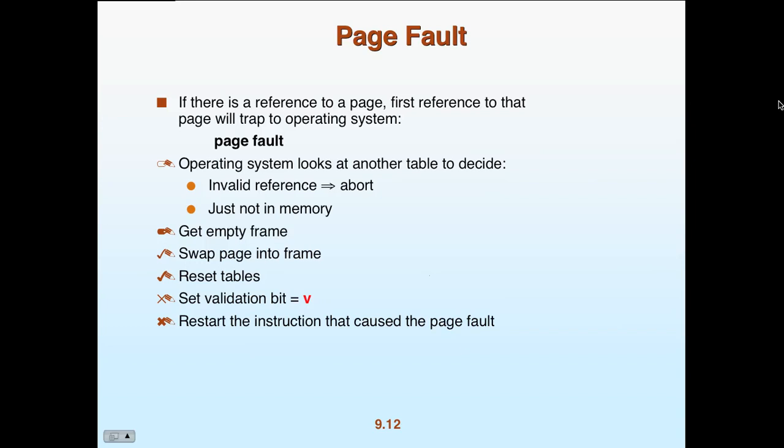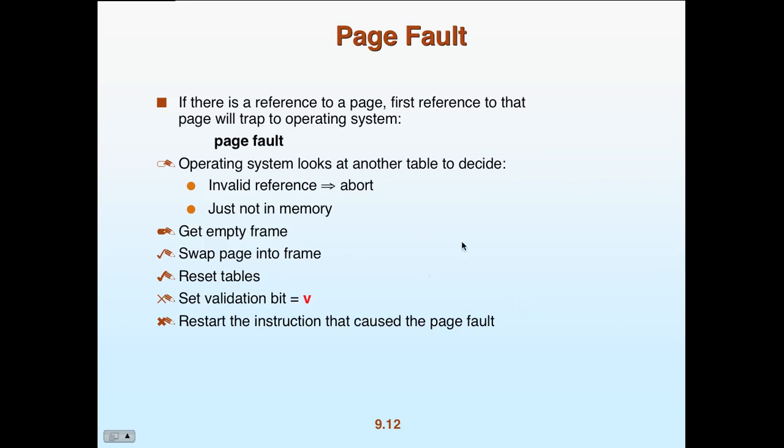If it's just not in memory at all, then load it in memory. So get the empty page, swap the page into the frame, reset the tables, and then reset the valid bit to V to make sure we said, okay, now it's valid. Set it to V, and then run the instruction all over again. So restart the instruction that caused the page fault.